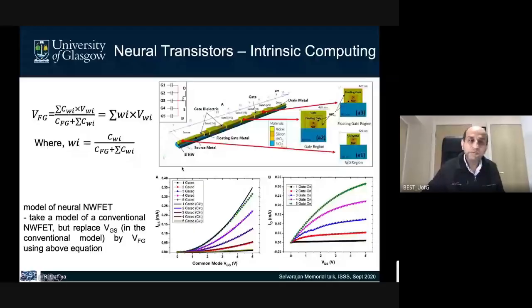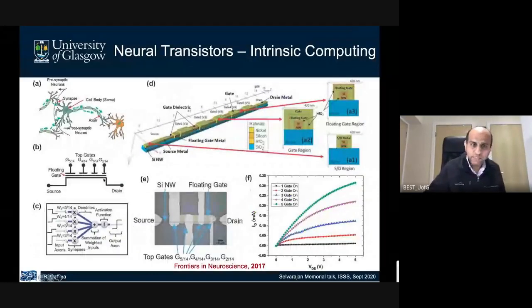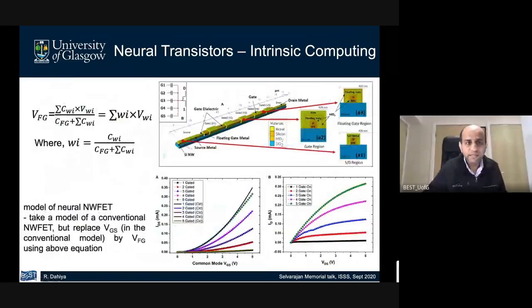So essentially what happens is, if you look at the floating gate, the voltage at the floating gate is the summation of capacitance multiplied by input voltage. So input voltage is the voltage at these points, at these terminals. So this is the floating gate voltage that we are calculating. And if you do some simple calculations, you will see that this floating gate voltage is the summation of C_WI and V_WI divided by the floating gate capacitance plus the summation of individual gate capacitances.